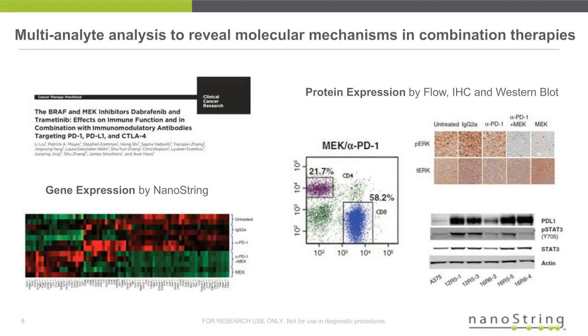So just as another example, this was a fairly recent publication from GSK, I believe, looking at both targeted therapeutics and immune modulators such as PD-1, PD-L1, CTLA-4. So in this study, in order to understand more about the molecular mechanisms of these combination therapies, they did both RNA analysis by NanoString, but then they did extensive protein analysis using flow cytometry, immunohistochemistry, Western blots. And it was really these kinds of studies that inspired us to create a platform where we could look at all these different analytes at one time.